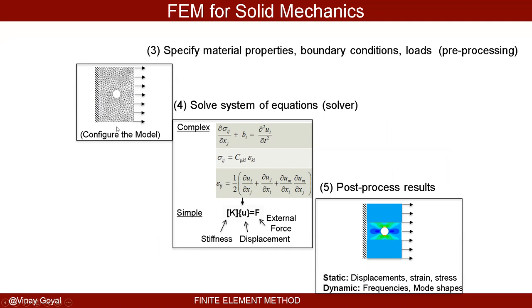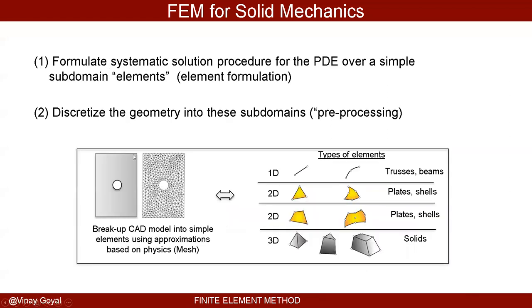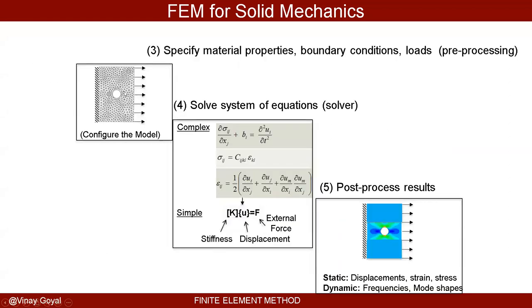I can configure the model by applying the material properties, perhaps it's steel or aluminum. I can apply those properties to that. And that's beautiful. We call this pre-processing, all this stuff. This step is pre-processing, this step is pre-processing. And now what I can do is when I apply the idea of finite elements to this problem, what I'll find is something very, very, what I call a mathematical miracle.